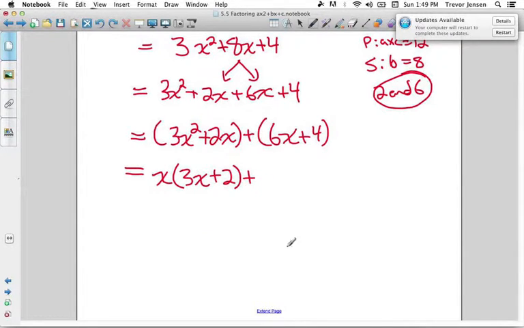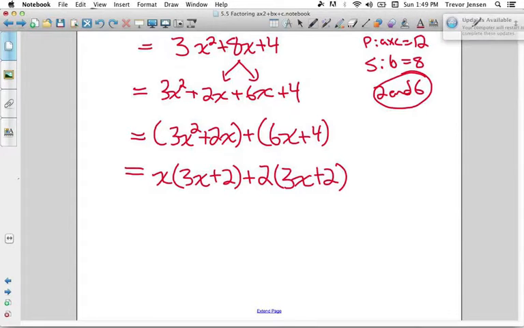And then in the next group, I have 6x plus 4. Is there anything that goes evenly into 6 and 4? Yep, they're both even numbers, so I know 2 goes into both of them. 2 goes into 6x, so divide 6x by what I took out. 6x divided by 2 is 3x. Divide 4 by the 2 I took out, and I get 2. There we go. So now I've factored each group.